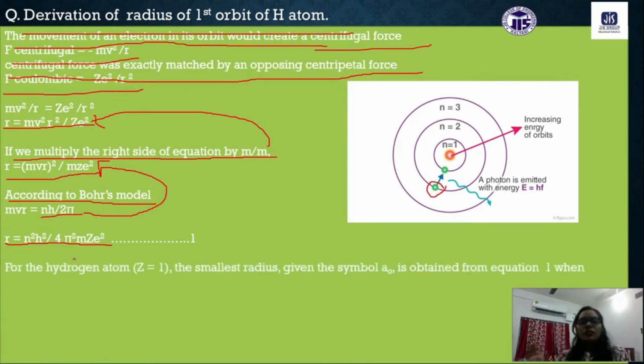Now let me tell you all the parameters. n is, you know already, the energy levels. h is the Planck constant. Pi is again a constant. m is the mass of the electron. Z, what is Z? Z is the atomic number, and e is the charge of the electron. So all these are the parameters. Now for hydrogen atom, Z equals to 1, we all know. The smallest radius is obtained from equation 1. So if we put here z equals to 1 in this equation, what we will get?